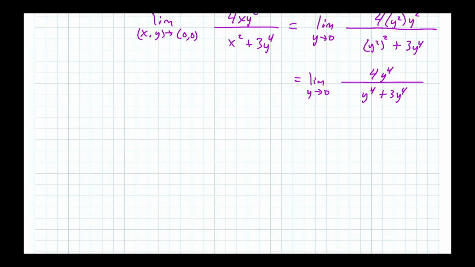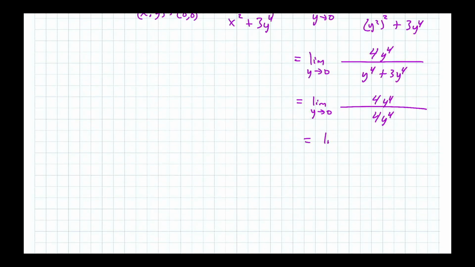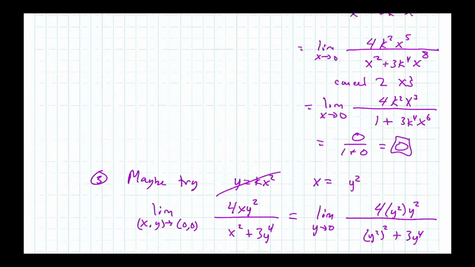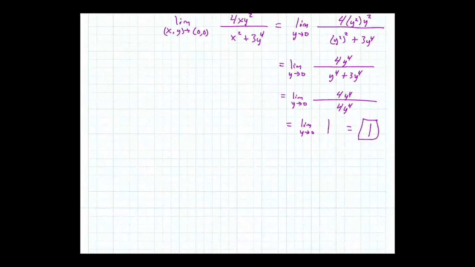Notice how this is a little bit different than before. Everything came out to the same power. Convenient. So you have 4y to the fourth over 4y to the fourth, which is actually 1. So you have the limit as y approaches 0 of 1, which is 1. So we actually do get a different limit on our third path here, right? The previous one was 0 and this one is 1. So it took us 3 tries instead of 2 tries, but we did find 2 different paths that have different limits.